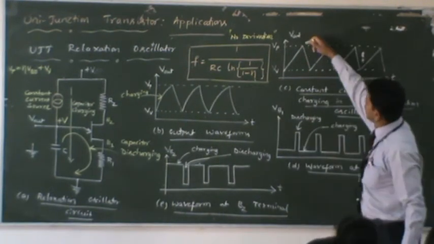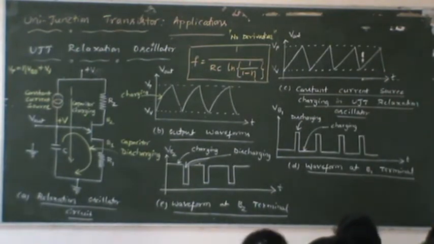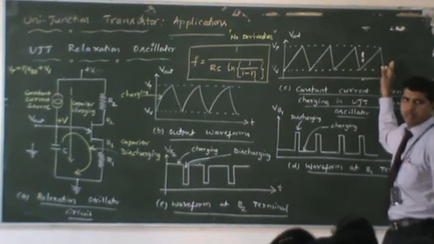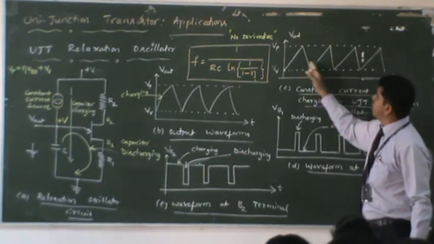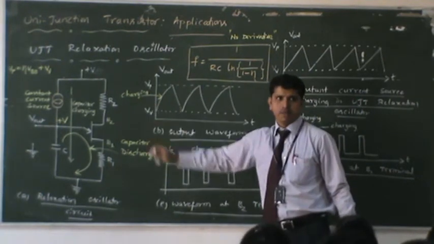Same thing you can observe here again. It almost looks like a sawtooth waveform. I have seen the teeth of the saw which we used to cut wood. Almost the shape looks like that. So this kind of waveform can be generated from the circuit by having a constant current source.